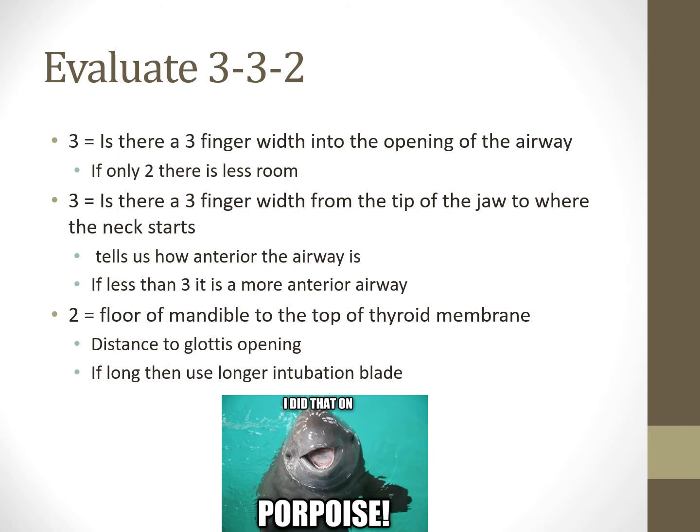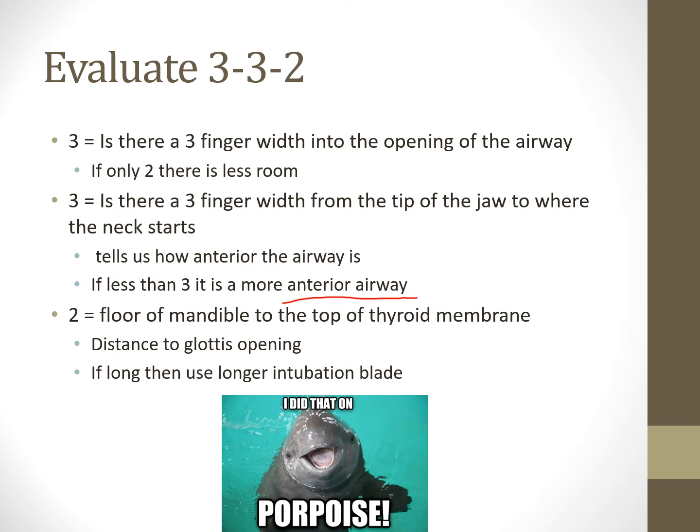So when we're looking at this, if there's less than 3, then it's going to be an anterior airway. If it's 3 or more, then we should be able to see the airway pretty easily. So that's where you go ahead and use the Mac blade. If you have at least 3, you should be good to see. I don't know, that's how I remembered it. If there's only 2, you might need something for a different view. Like I said, I'm weird, and that's how I remembered it. I don't know if that helps any of you guys or not, but if there's less than 3, you might need to change your blade. If there's 3 or more, you should be good.